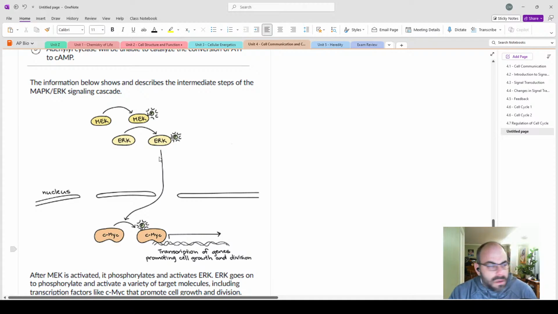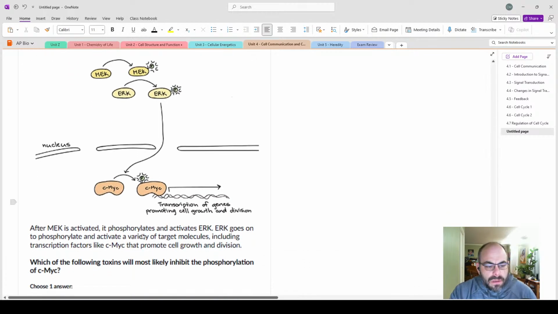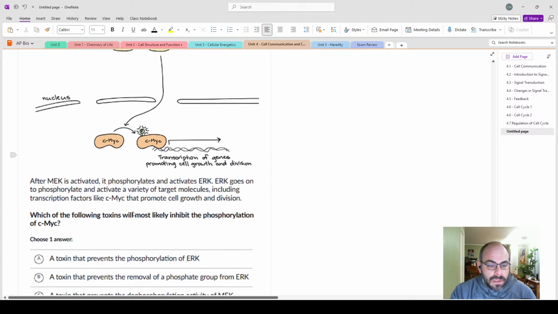The information below describes the intermediate steps of that pathway. Oh, here's a signal cascade. Intermediate just means middle, right? Middle, that's all it means. So that means there's stuff up here and then there's stuff down here. After MEK is activated, it phosphorylates and activates ERK. ERK goes on to phosphorylate and activate a variety of target molecules, including transcription factors. So we don't know what that is yet. If you know what transcription is, it does help. But you can see that's happening here. That promotes cell growth and cell division. That's all you need to know.